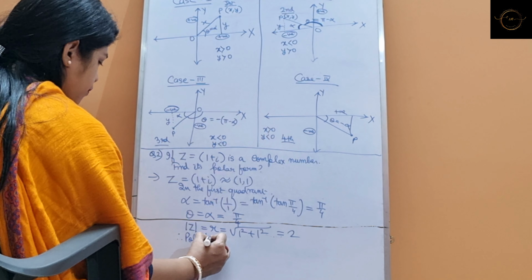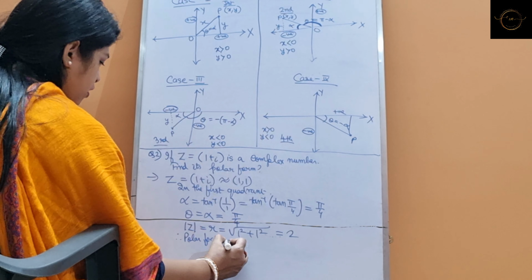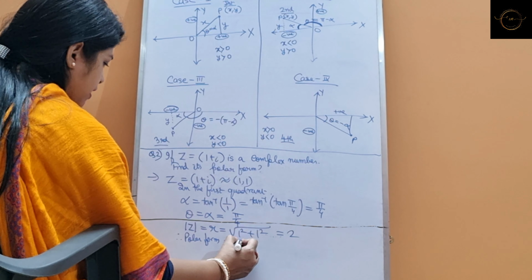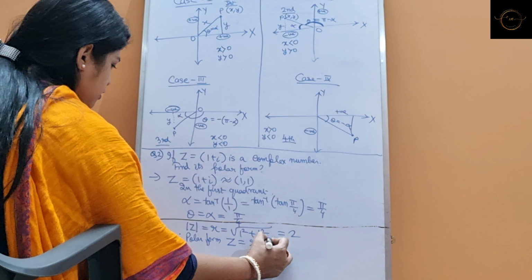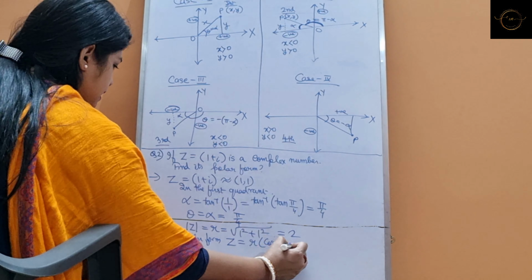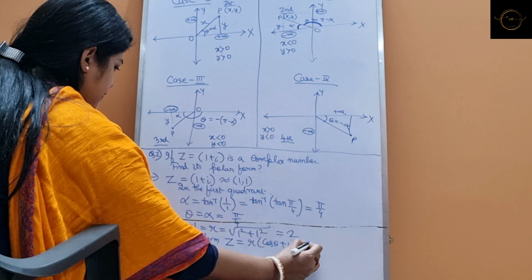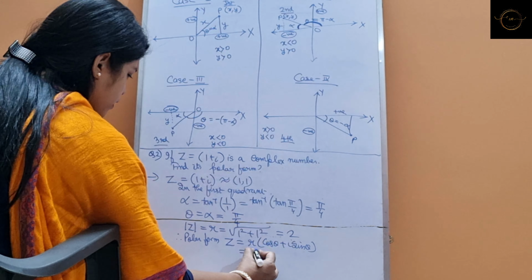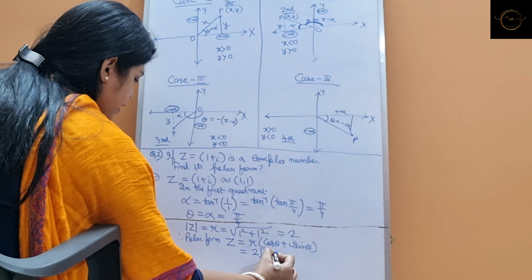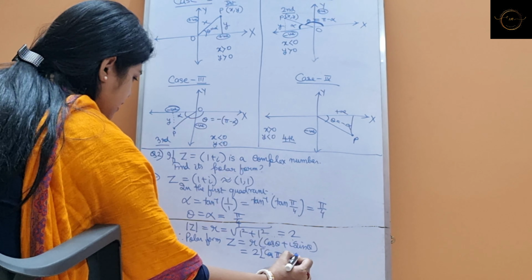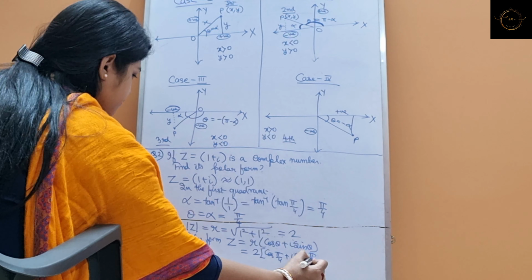Therefore, what about the polar form? Polar form will be modulus r. Polar form will be z is equal to r into cos theta plus i into sin theta. So this is equal to root 2 into cos of what is theta? Pi by 4 plus i sin pi by 4.